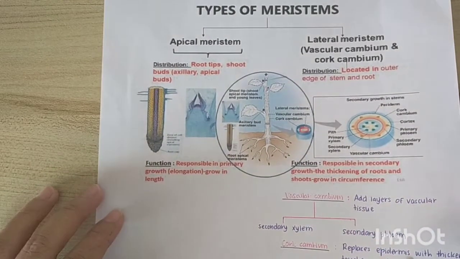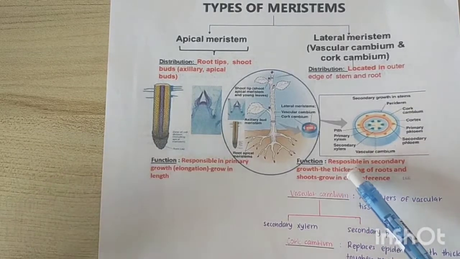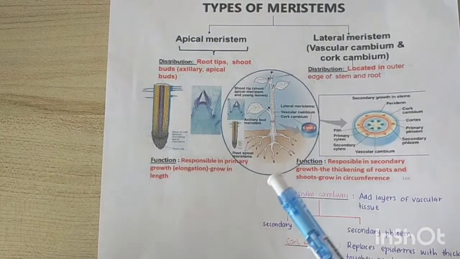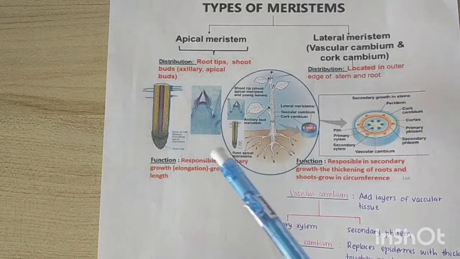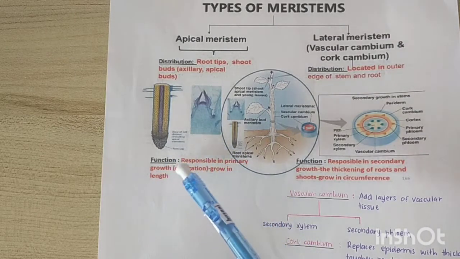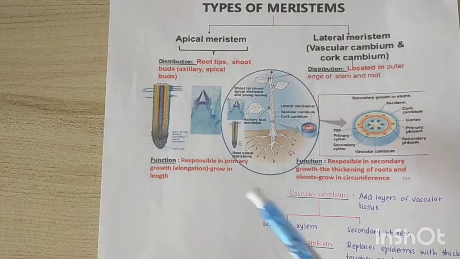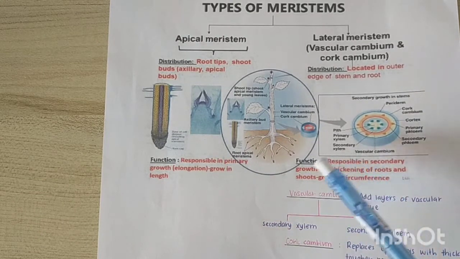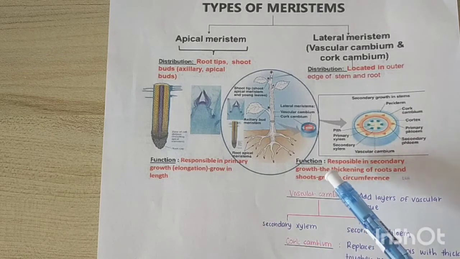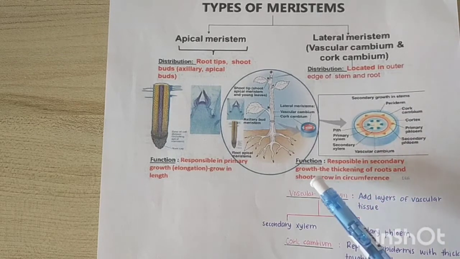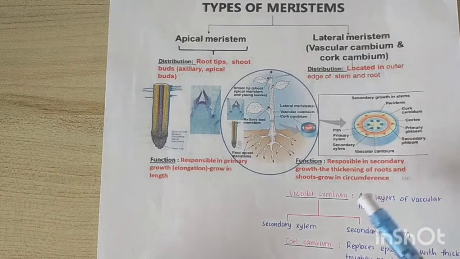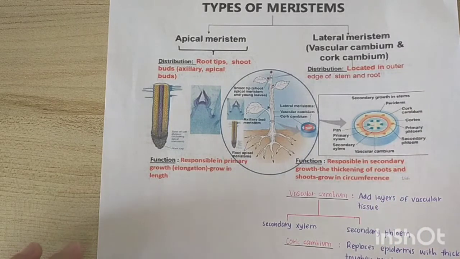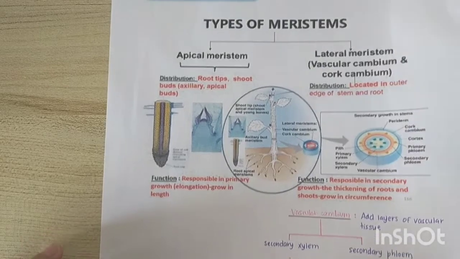The function of the lateral meristem is that it is responsible for secondary growth. Kalau kita compare dengan apical meristem tadi, it is responsible for primary growth, which is growth in length. But lateral meristem is responsible for secondary growth, which involves the thickening of root and also shoot. Dia akan menyebabkan root dan juga shoot tu jadi lebih tebal, and then grow in circumference. So this is the difference between apical meristem and lateral meristem.